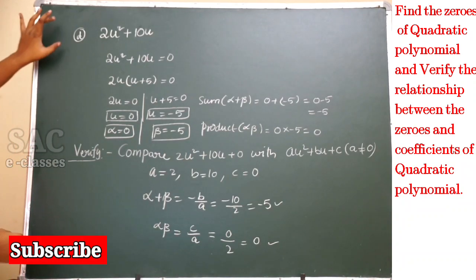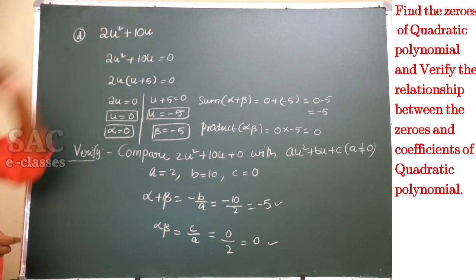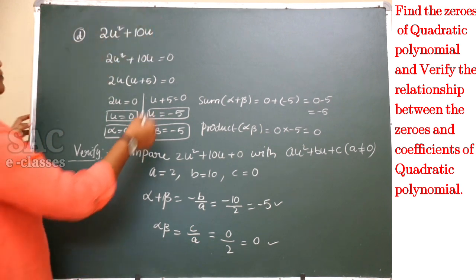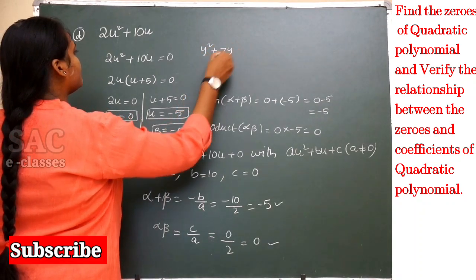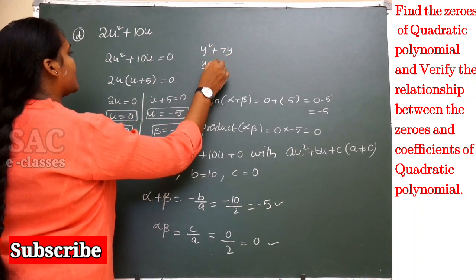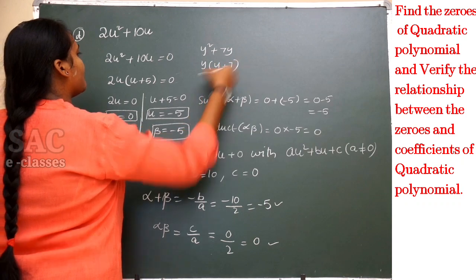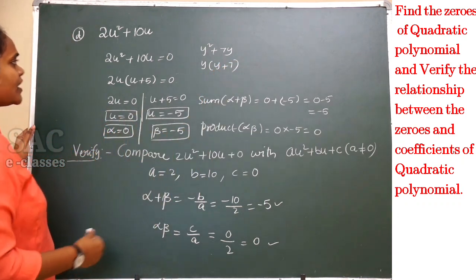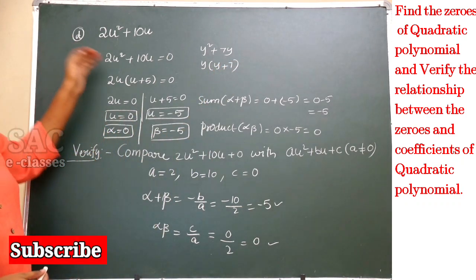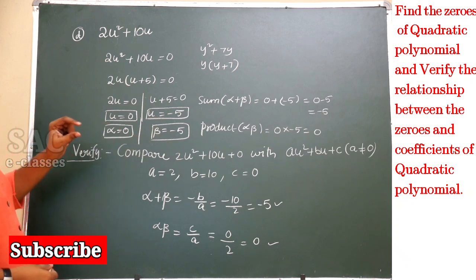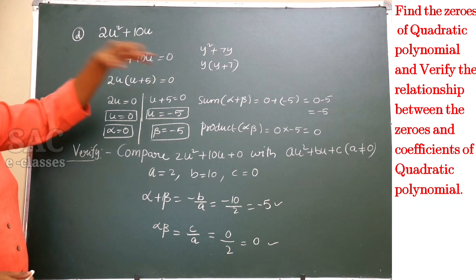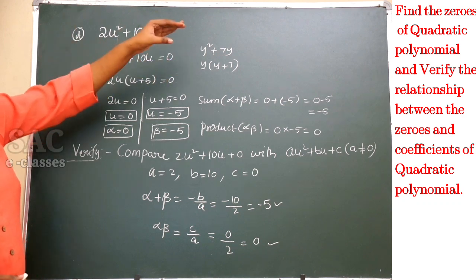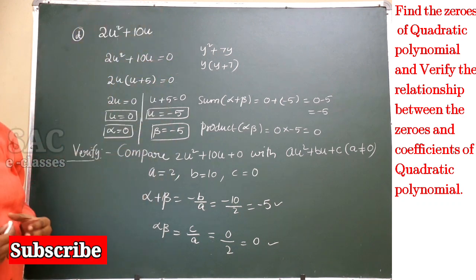This is the problem whenever the constant term is missing. There are many problems like this. Y square plus 7y: you will take y as common, y into y plus 7. Like that we can do numerous problems based on this. Now we are going to learn how to do it where there are no missing terms, nothing but the linear term is not missing and the constant term is also not missing. In what way will we do it?